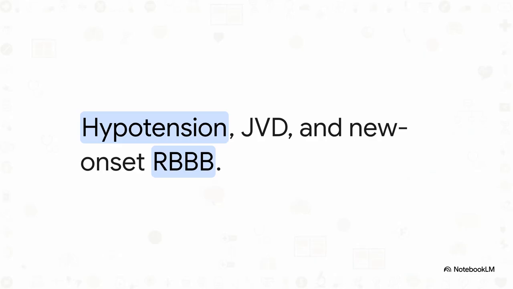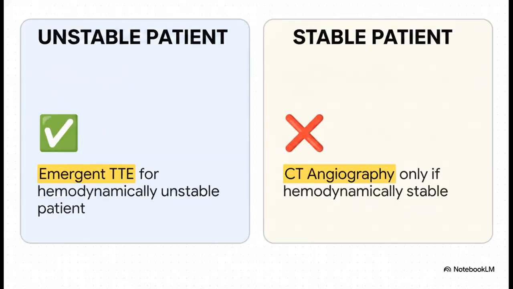Case 1. A postoperative patient presents with hypotension, JVD, and a new onset right bundle branch block. Your immediate best next step is to assess the right ventricle with an emergent transthoracic echocardiography. The management-changing clue here is the hypotension combined with that right bundle branch block. This points straight to a massive pulmonary embolism. It's a critical, unstable decision point.